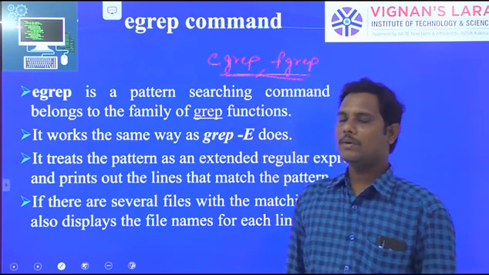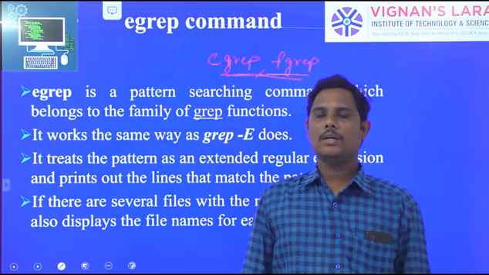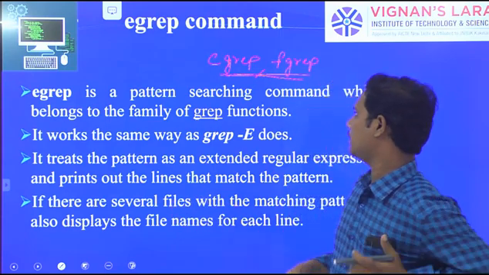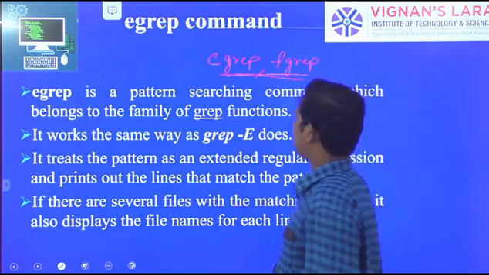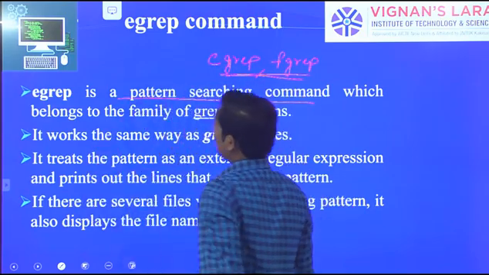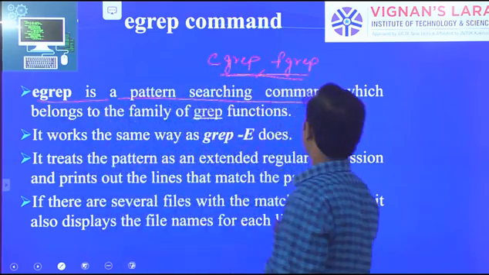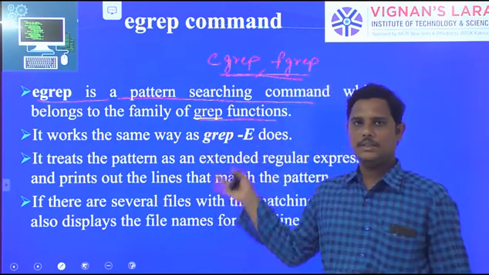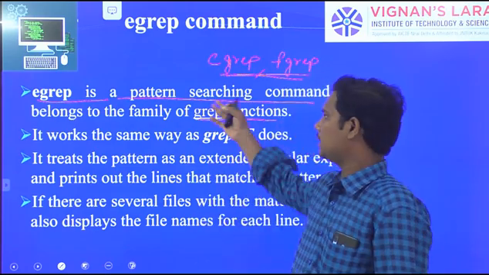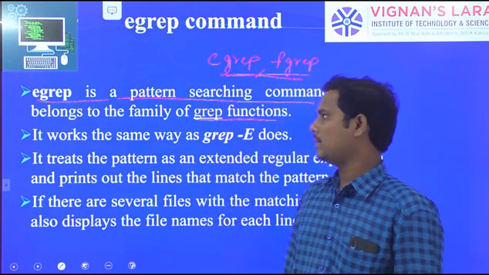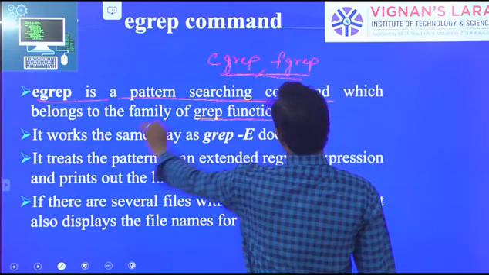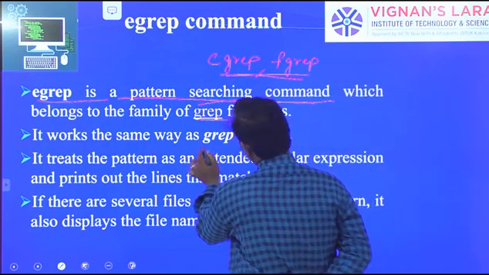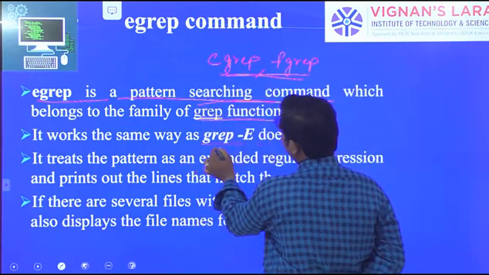What is the grep command? If you want to search a pattern in a file, you can use the grep command. Here grep is a pattern searching command. The egrep is also a pattern searching command, which belongs to the family of grep. I told you already, egrep is a family of the grep command. It is also searching patterns, and it works in the same way as grep.